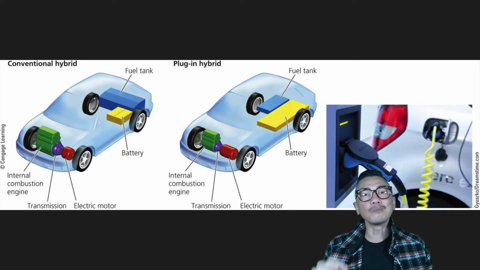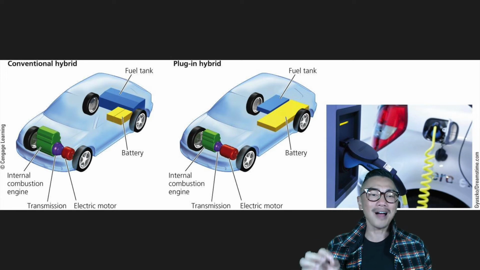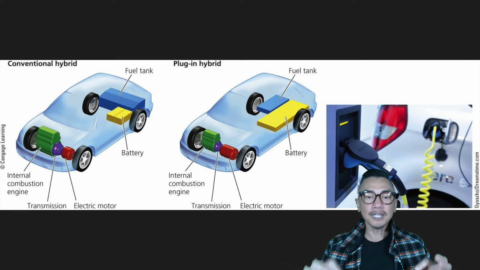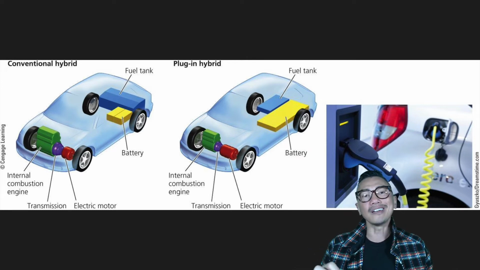This diagram shows the difference between a conventional hybrid automobile and a plug-in hybrid one. In the plug-in hybrid, the fuel tank is reduced in size and the battery is enlarged.